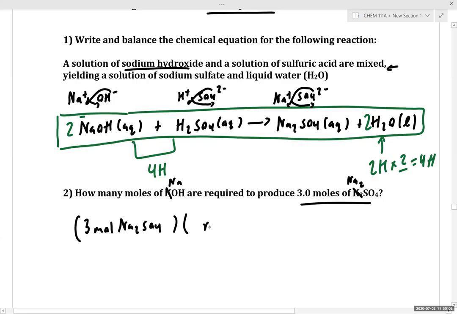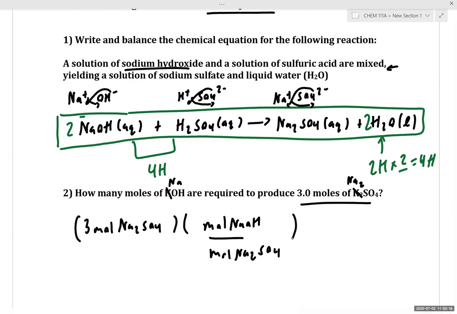And we know, look, how many moles of sodium hydroxide do we need per mole of sodium sulfate? What's our mole to mole ratio of sodium hydroxide to sodium sulfate? 2 to 1. We have 2 moles of sodium hydroxide per 1 mole of sodium sulfate, and that in turn gives us 6 moles of sodium hydroxide.